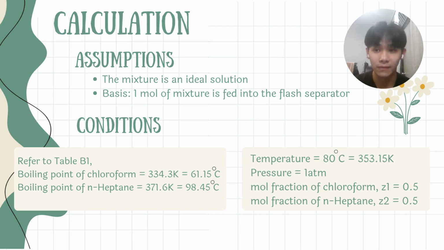To ensure the effectiveness of the separation, the operating temperature must be between the boiling points of chloroform and n-Heptane. Therefore, we chose 80 degrees Celsius, which is 353.15 Kelvin, as the operating temperature. And for the pressure, we chose 1 atm, and the mole fraction of chloroform, Z1, is equal to 0.5, and the mole fraction of n-Heptane, Z2, is also equal to 0.5.